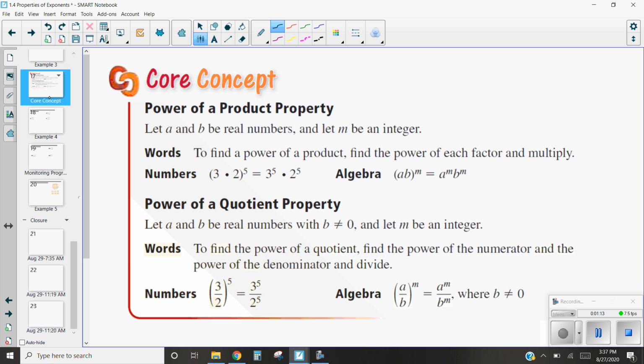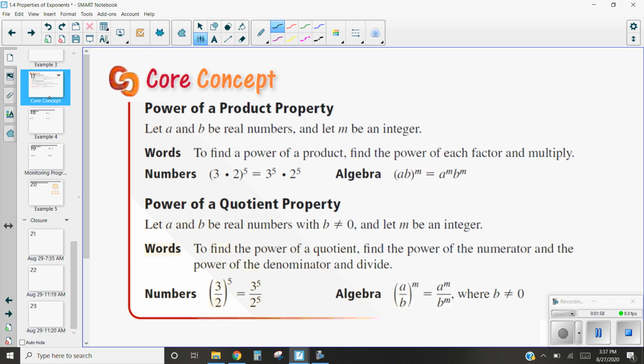The other property we're going to talk about is called the power of a quotient property. If you want to find the power of a quotient, what you have to do is find the power of the numerator and then the power of the denominator and then divide. So the example with numbers we have here is if we want to find 3 halves to the power of 5, I'm going to take 3 to the power of 5 and divide that by 2 to the power of 5, and that'll give me my solution. In algebra, if I had a fraction a over b to the power of m, that's the same thing as saying a to the power of m over b to the power of m. The only situation where this doesn't work is b cannot equal 0, or our denominator can't equal 0, and we know that because we can't divide by 0.